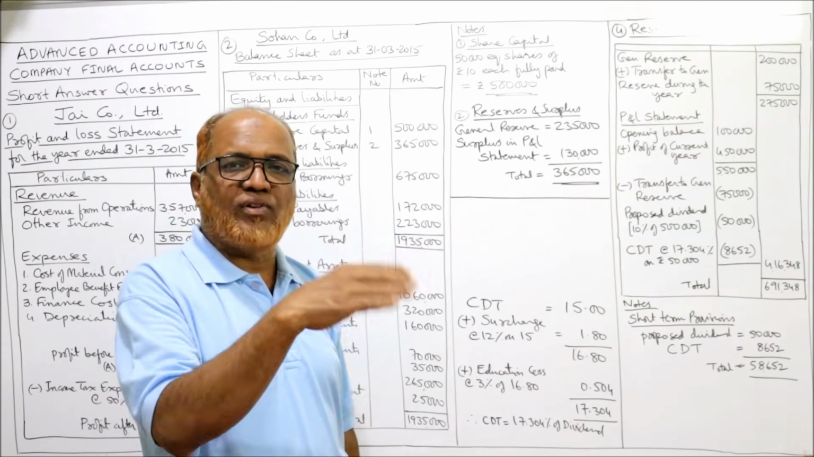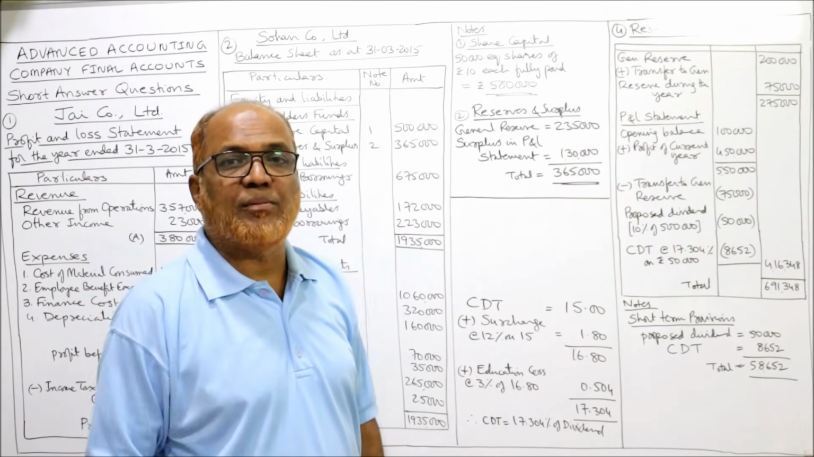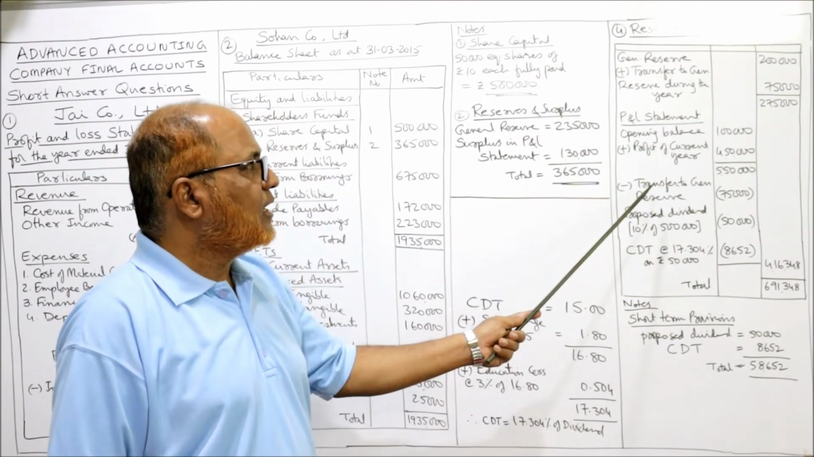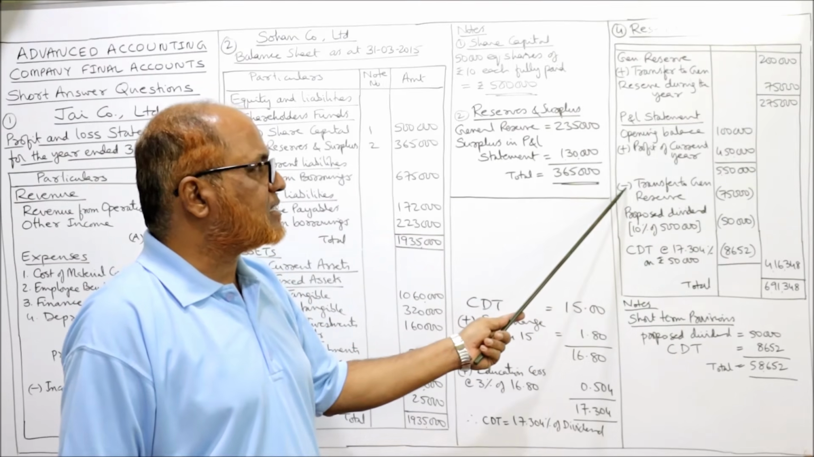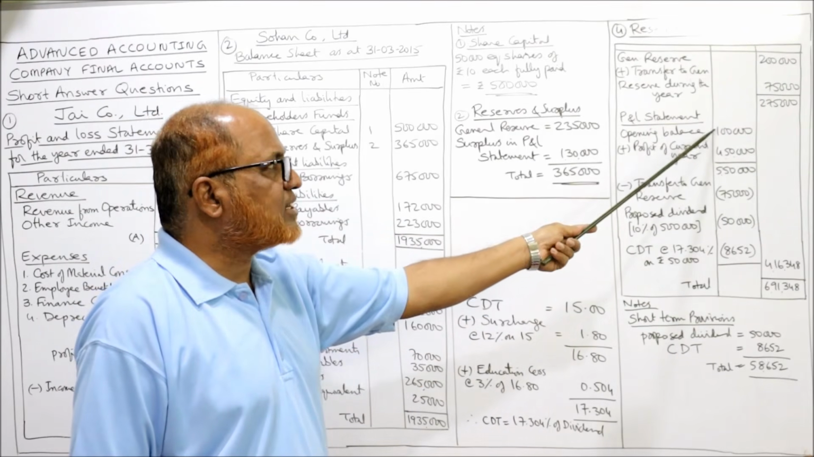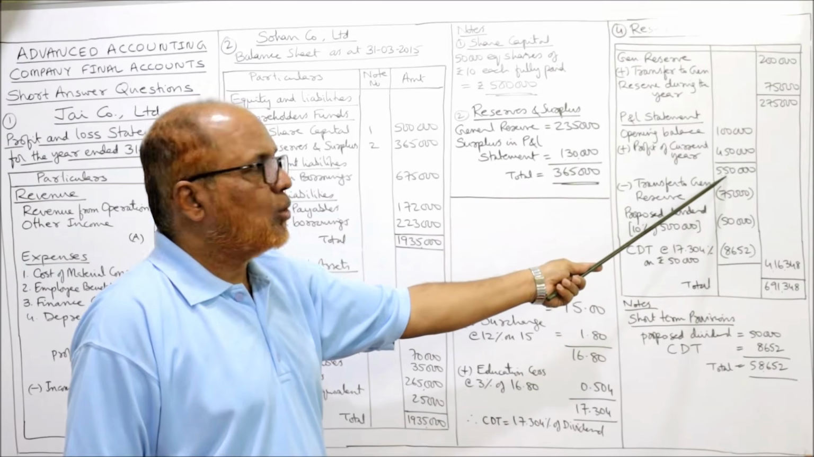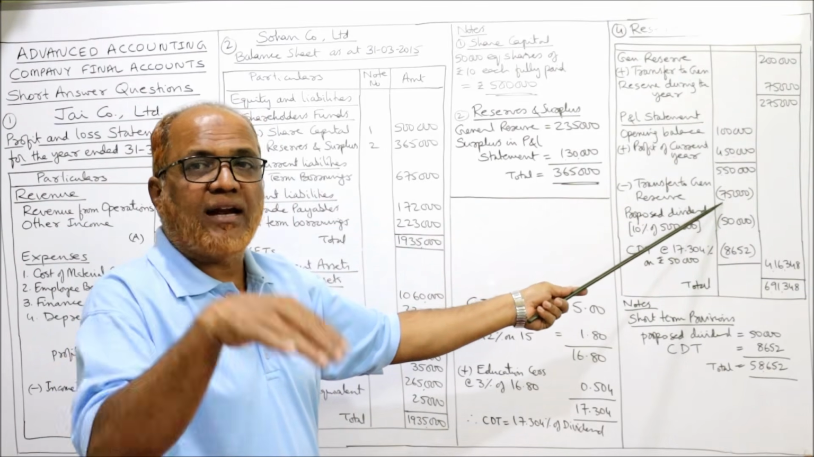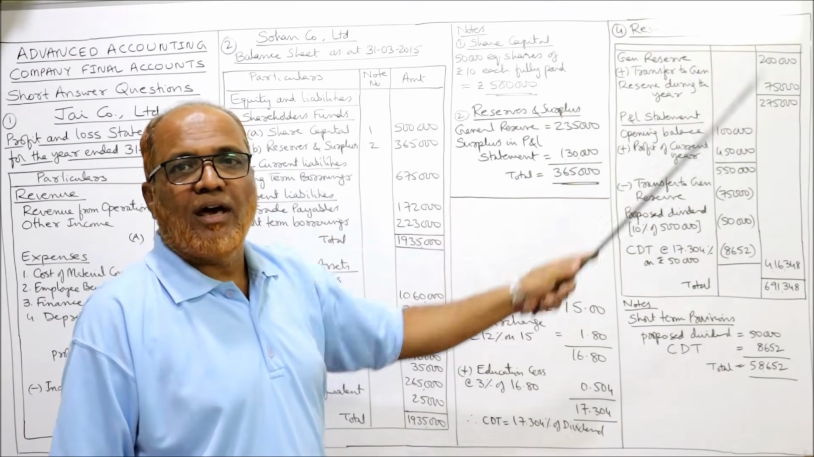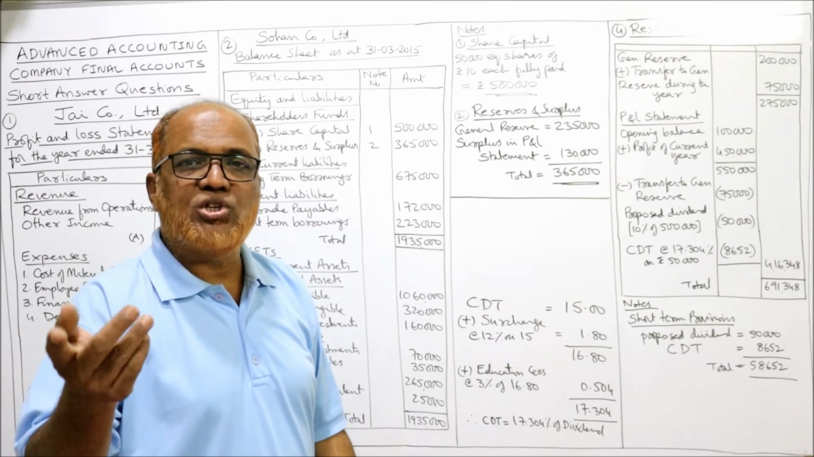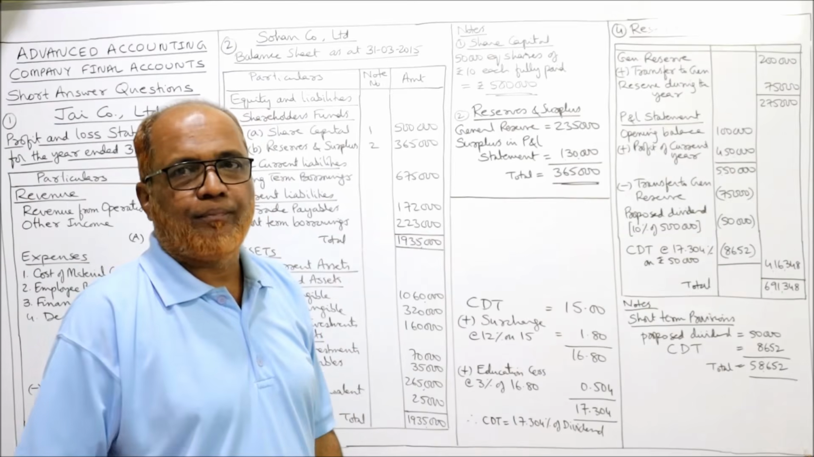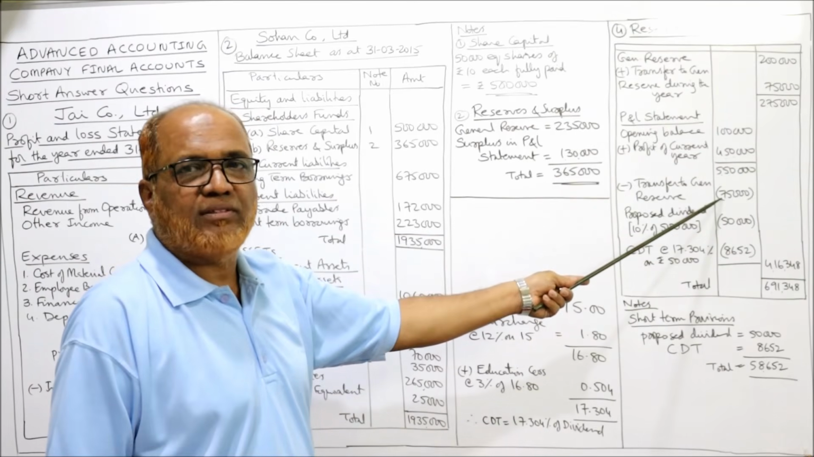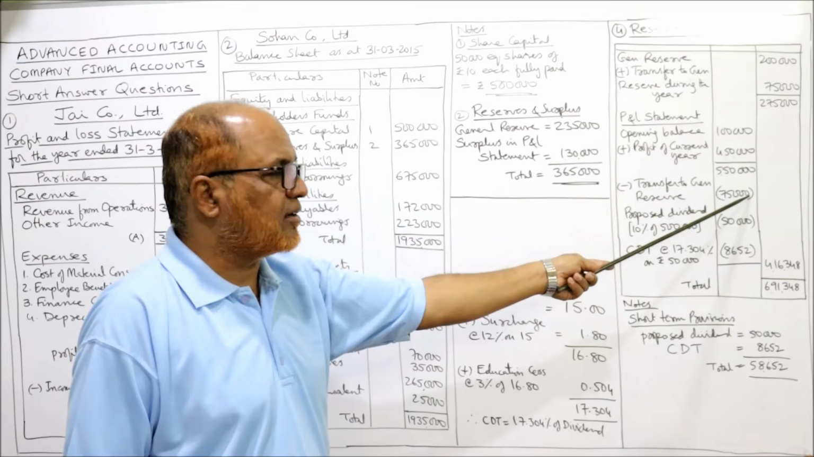Some amount is transferred to general reserve, some proposed dividend, some CDT. So first of all, transfer to general reserve: minus. Total profit available is 5,50,000. From that we will subtract 75,000 rupees and add it to the general reserve. That is, we are taking it out of profit and adding it to the general reserve. So we are subtracting 75,000. That's why I put it in brackets.